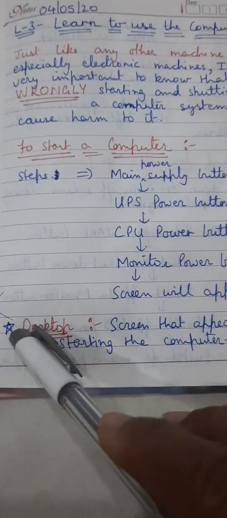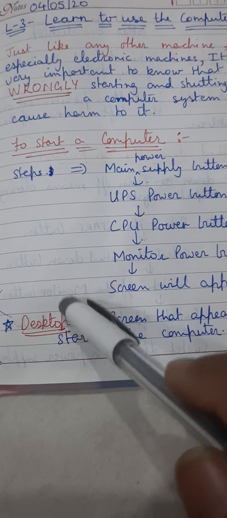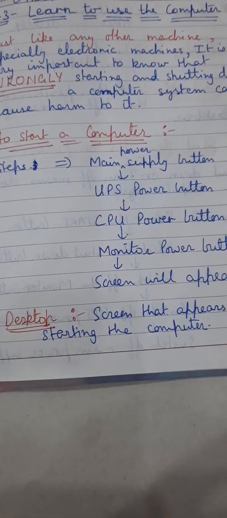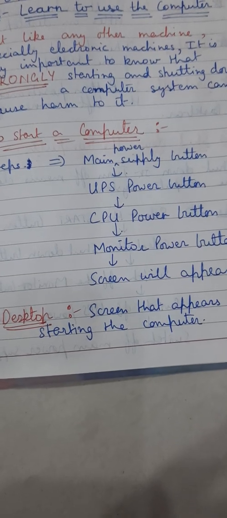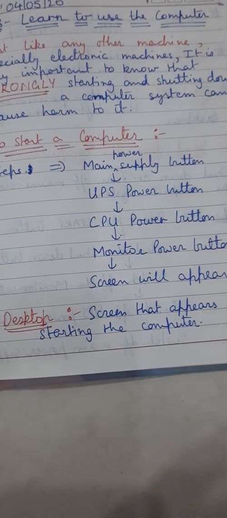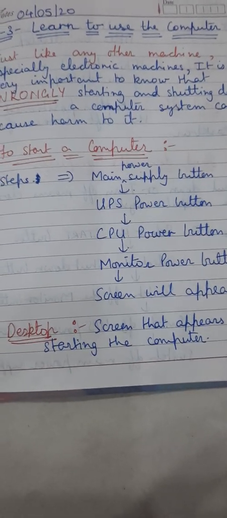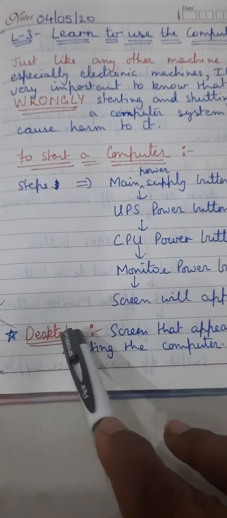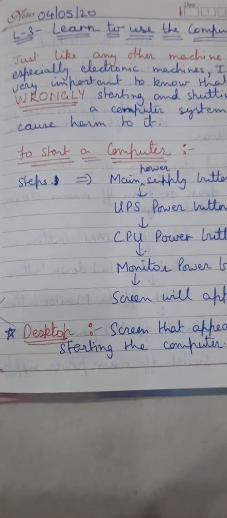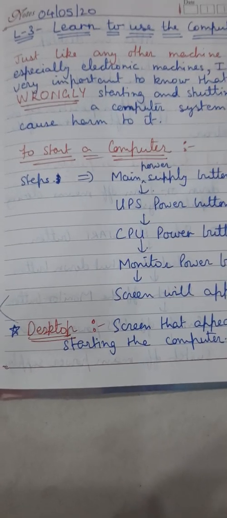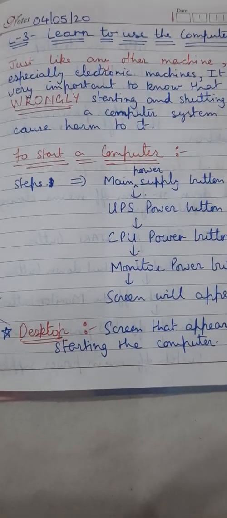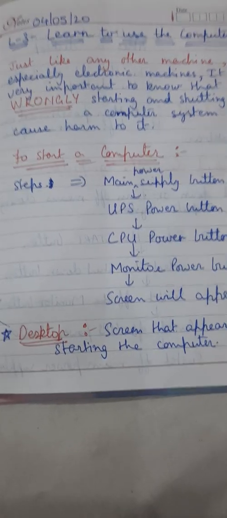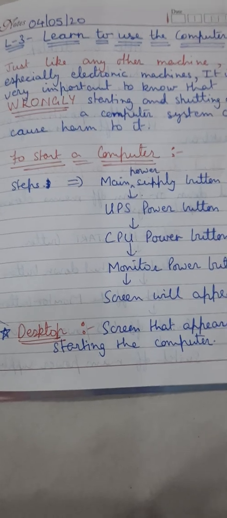Then the first screen that appears after the computer is on. After it has taken time to get ready, there will be a screen on the monitor which you will be able to see. That screen is called desktop. What is desktop? It is just like a tabletop. You all must be having a study table at home, or if you don't, you must be having a dining table at home or any other table.